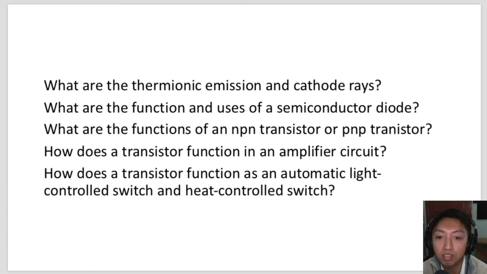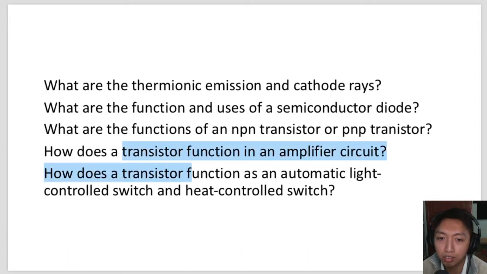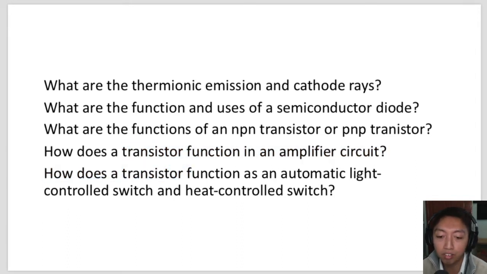Okay, what are the functions of an NPN transistor or a PNP transistor? So what is a transistor and how to use it, and what's the difference between NPN and PNP transistors? How does a transistor function in an amplifier circuit? And how does a transistor function as an automatic light controlled switch and a heat controlled switch? So different things. We will not reach transistors today, but this is all related.